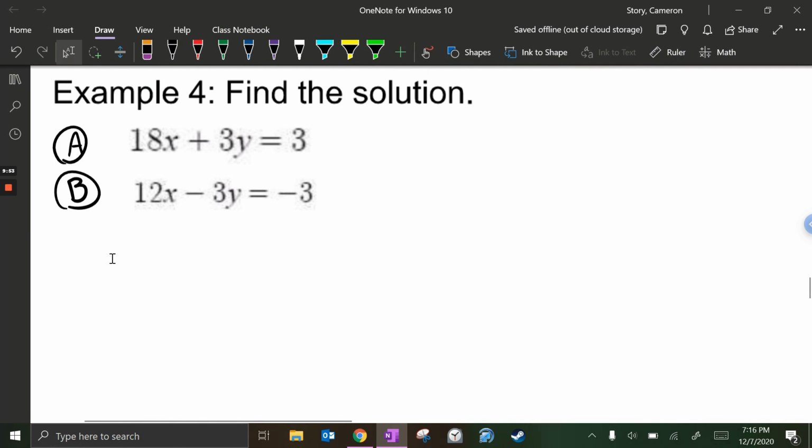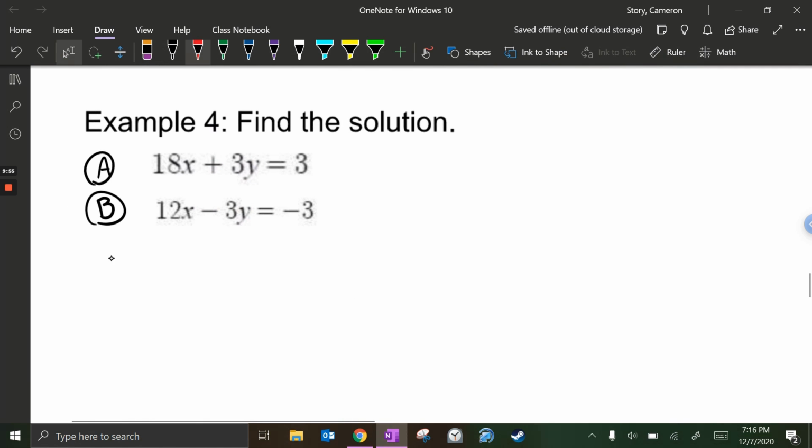Okay, example number 4, we run into a little bit of a predicament. I shouldn't graph this time. I don't think I should graph these. Mostly because I would have to solve both of them for y. It's just not looking like a good option right now. Although it could turn out to not be that bad. I recommend that you try graphing this example on your own.